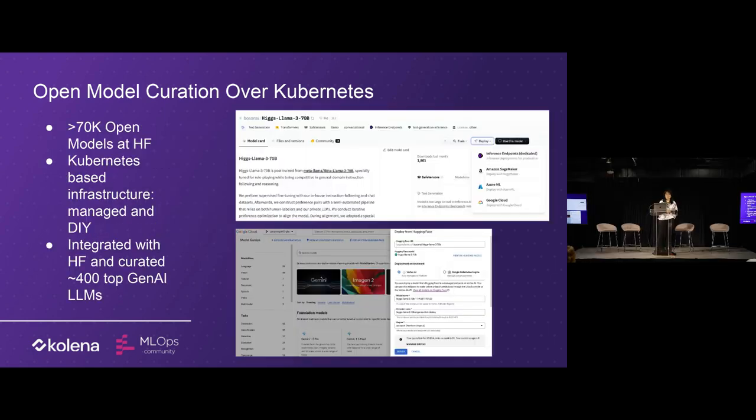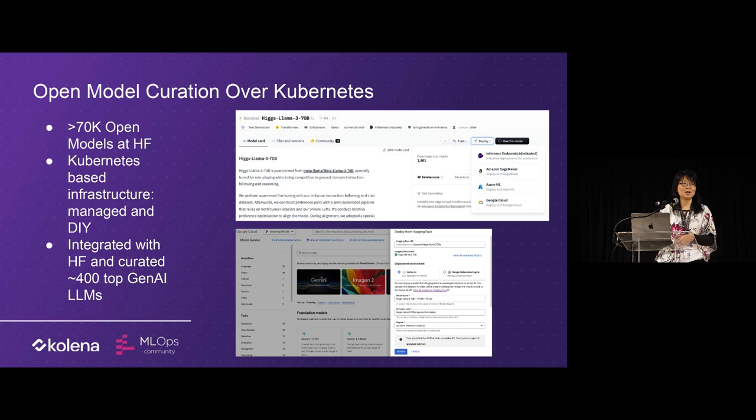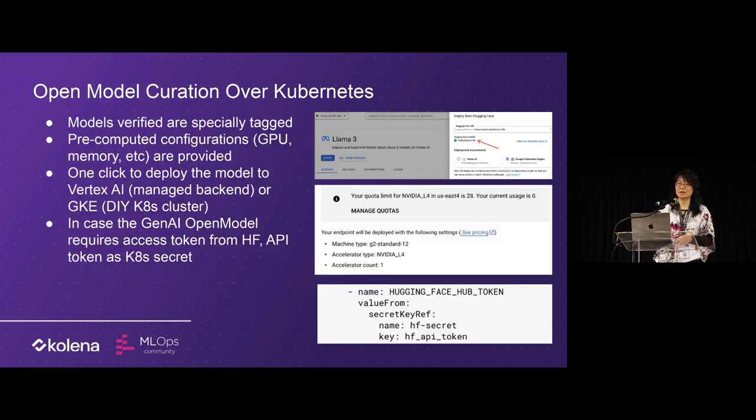Here are the screenshots. You can go to Hugging Face, where there will be a deploy menu, and then you can see Google Cloud. When you click that, it will direct you to a Google website. There we have a one-click button. You can deploy this open model to Vertex, which is a managed backend, or you can deploy it to your own GKE Kubernetes cluster.